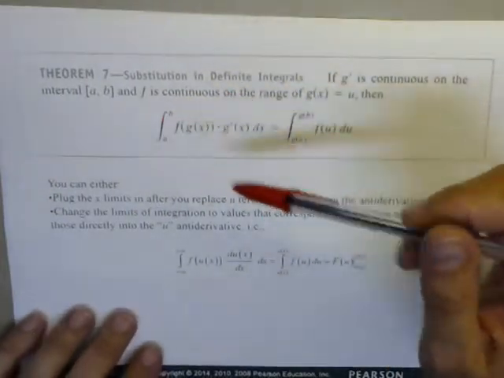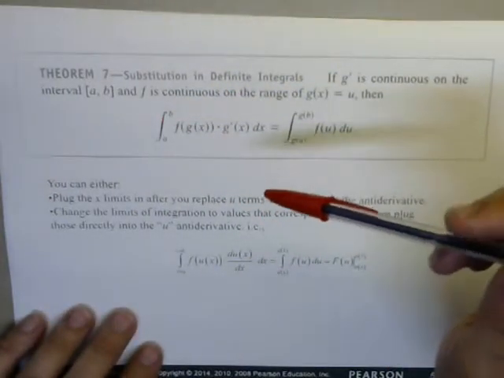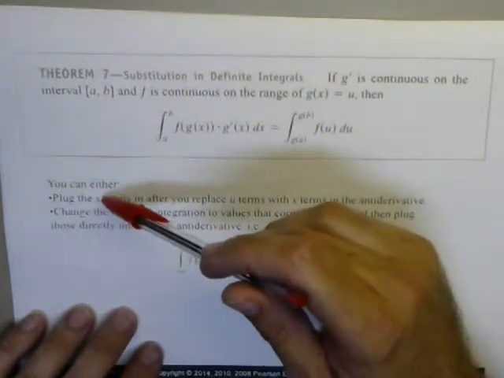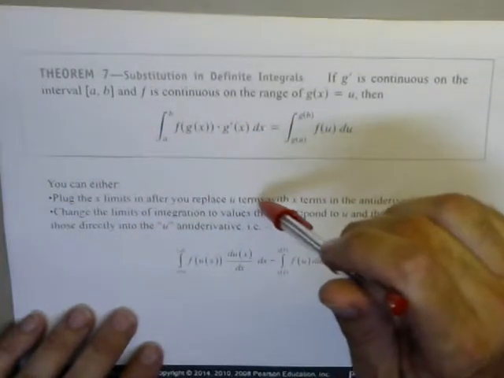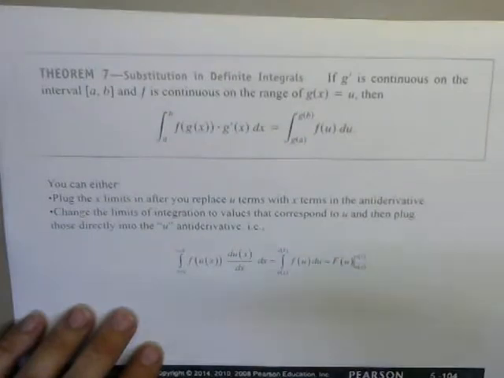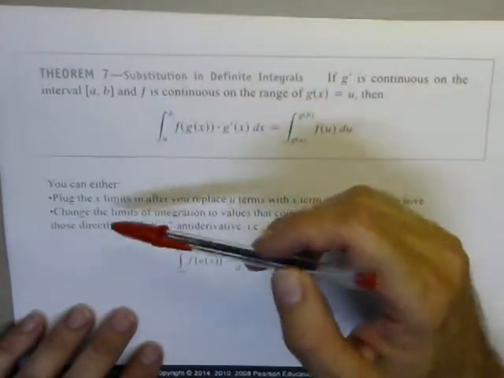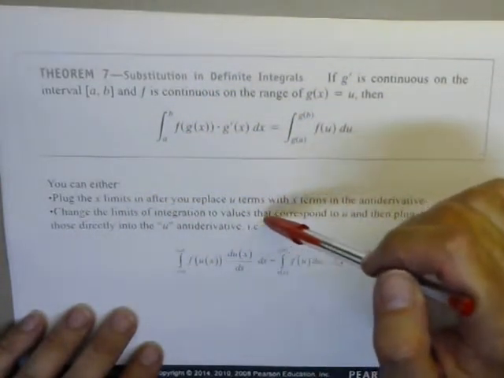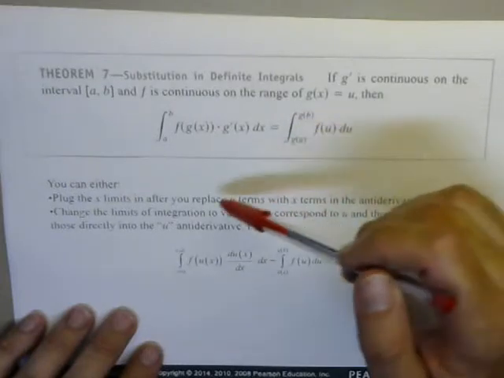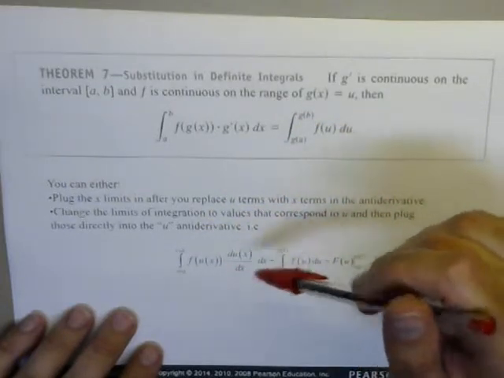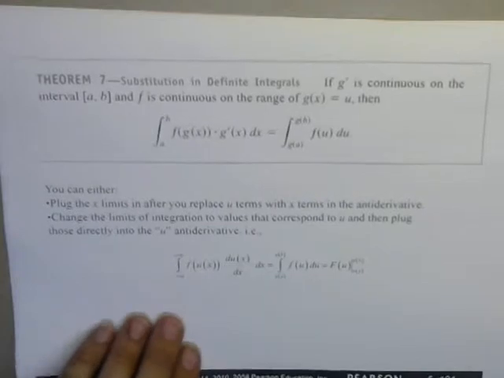There is a second way of doing this. You can either plug the x limits in, in other words replace the u with everything in terms of x and then plug in the original limits, or you can change the limits of integration by plugging them into the function that you substituted for. I'll give you an example of this.